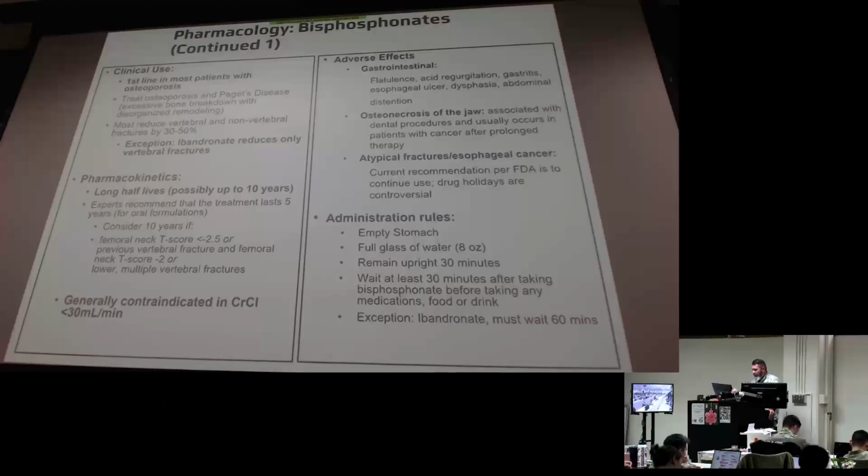Interestingly enough, the current FDA recommendation, as it shows on the slide, is to continue to use the drugs if you're diagnosed with esophageal cancer, but following the dosing instructions. I'm not going to get down in the weeds on that. But definitely the osteonecrosis, the GI adverse effects, and atypical fractures with an increased esophageal cancer, you need to know those.